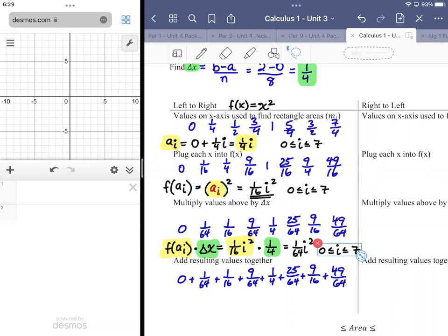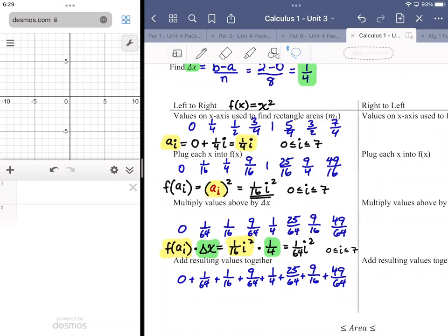And that would be over the interval of 0 to 7. And again, it's another thing that we can test out real quick. If I plug in a 0 for I, I get a 0. If I plug in a 1 for I, I get 1/64. Plug in a 2 for I, I get 4 over 64, which is 1/16. So it still checks out.